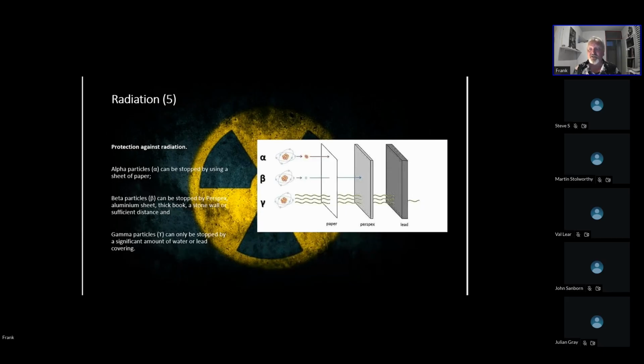So protection against radiation: alpha particles can be stopped by using a sheet of paper or a plastic box in a drawer. Beta particles can be stopped by perspex or aluminium sheet, a thick book, a stone wall, or sufficient distance. And gamma particles can only be stopped by a significant amount of water or lead covering.